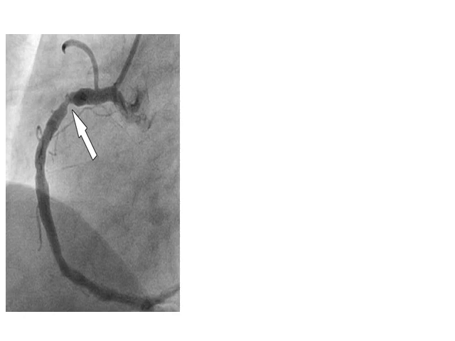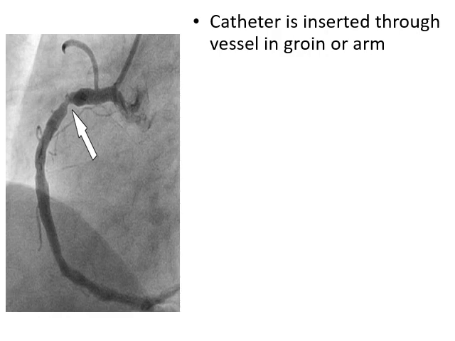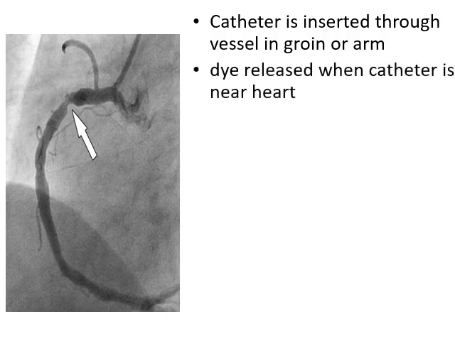Basically, they put a catheter through a blood vessel in your groin or in your arm, and it feeds up through the blood vessel toward the heart. Then they release a dye when the catheter is near the heart. So it's just this big long tube, and they inject a liquid dye when it's close to the heart. So we can now have a peek.